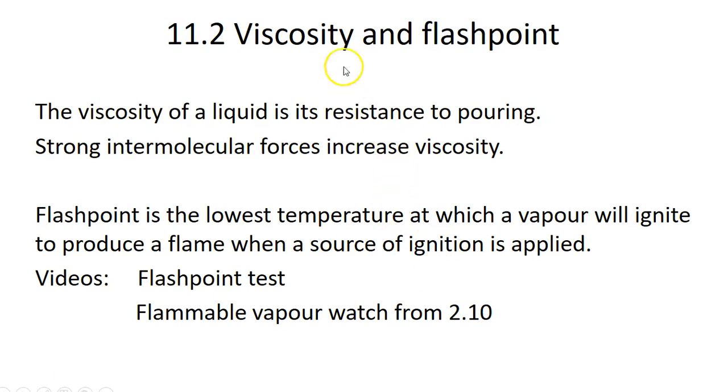Okay, viscosity, how thick it is, and flashpoint. So viscosity of a liquid is its resistance to flow or pouring. So it's a liquid, so it should pour. But if the molecules are all attached to each other, instead of it falling out, they're sort of sticking to each other and it won't flow. So the stronger the intermolecular forces, the less the molecules are willing to move.